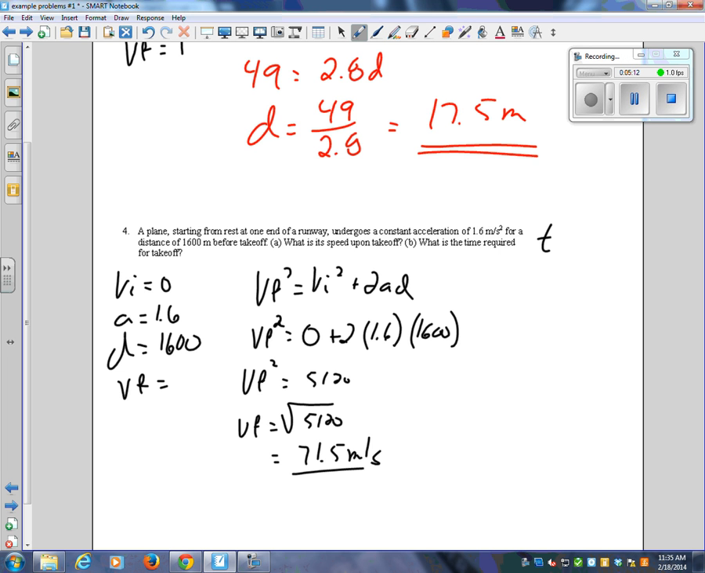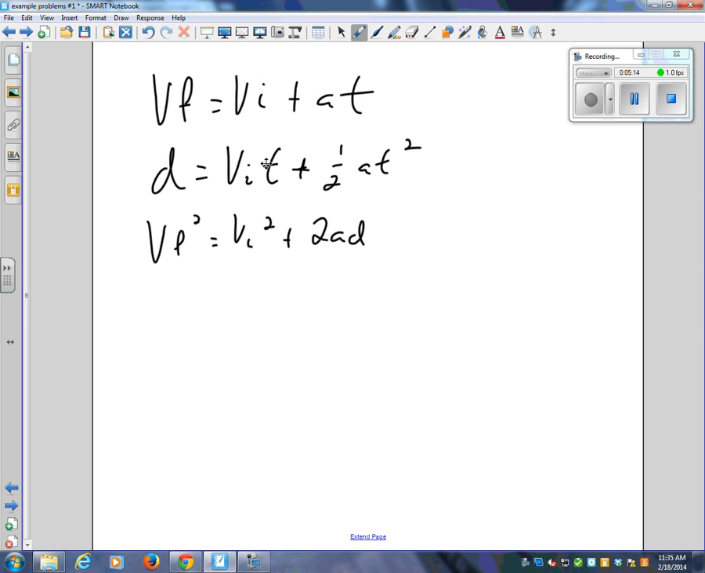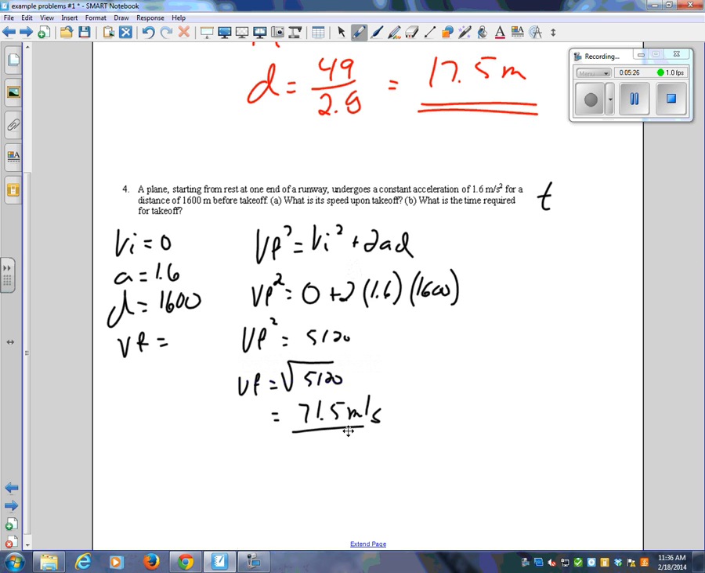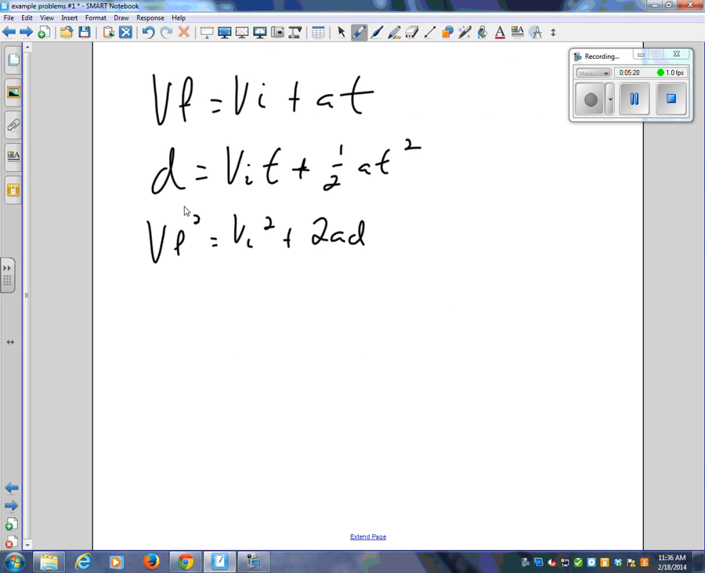So I've got to find one that has t in it. VF plus VI. Will this one work? This one will work. The only problem with using this one is that you're using VF, which is what you just solved for. If you made a mistake there, that error might come through. If I solve using this one, then you're safe, exactly.